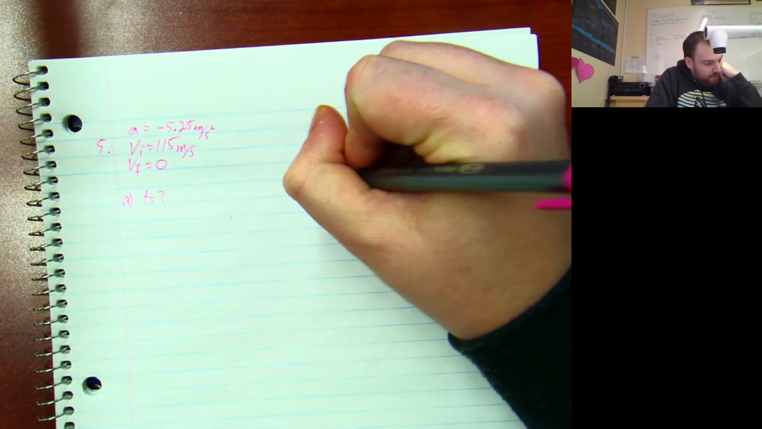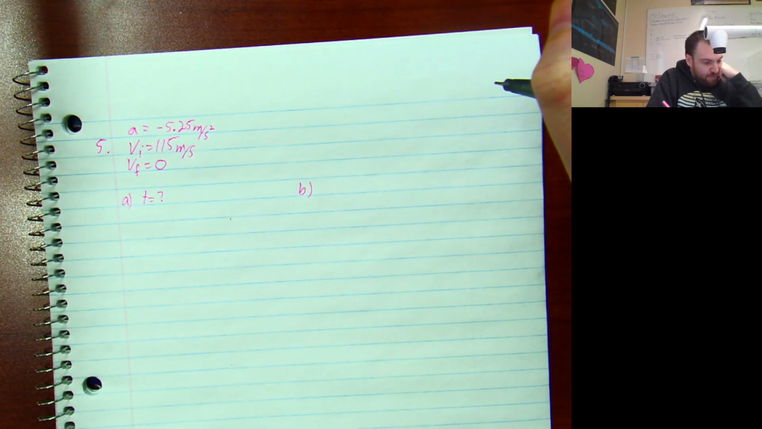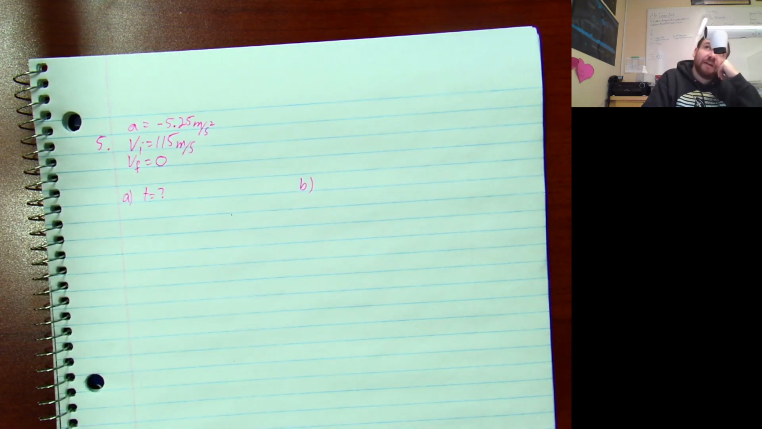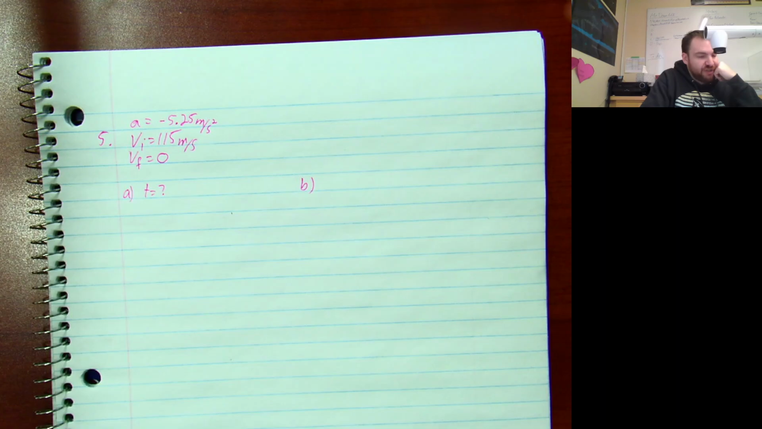For part B, we want to find, can this plane land on a small tropical runway where the runway is 0.950 kilometers long? So we can figure that out in a second here. Let's do A first, though. Which of my kinematic equations, Jasmine, is going to relate VI, VF, A, and T? I don't have them in front of me listed, so what is it?